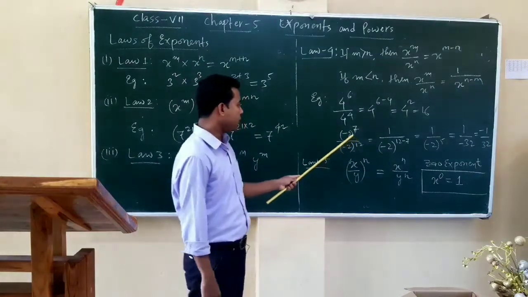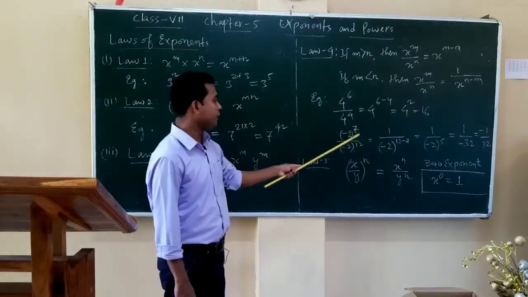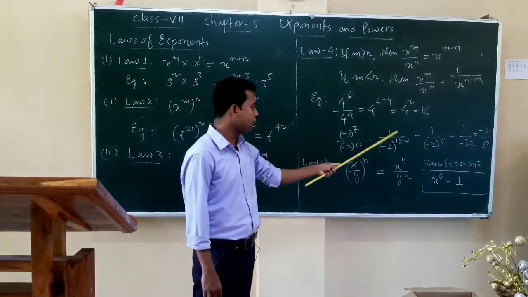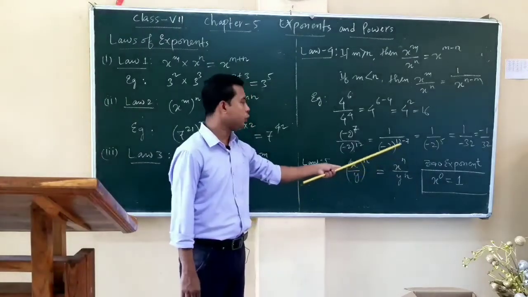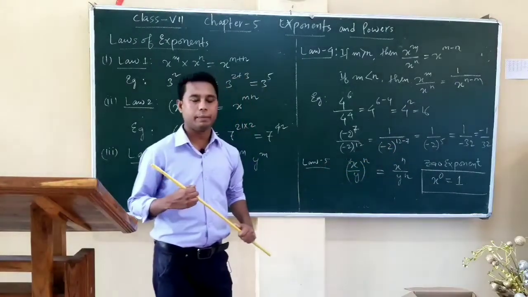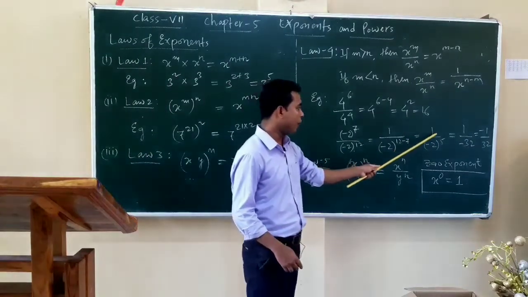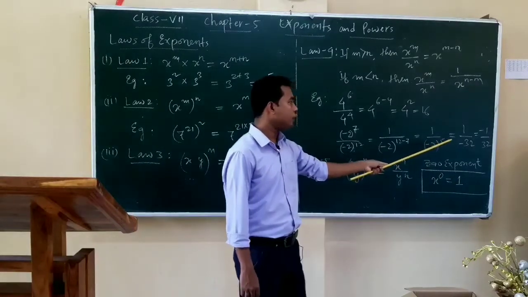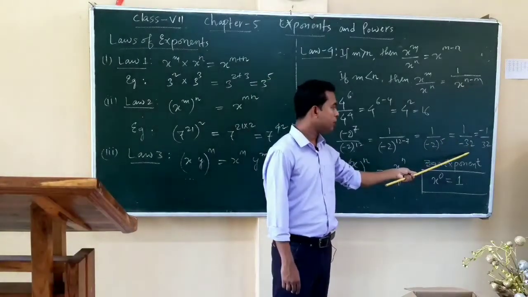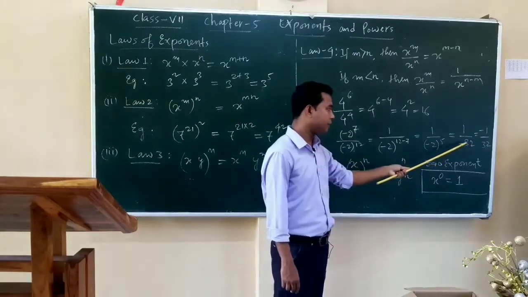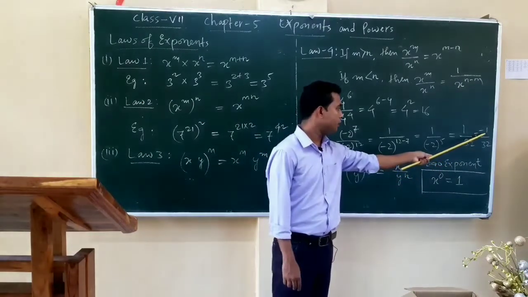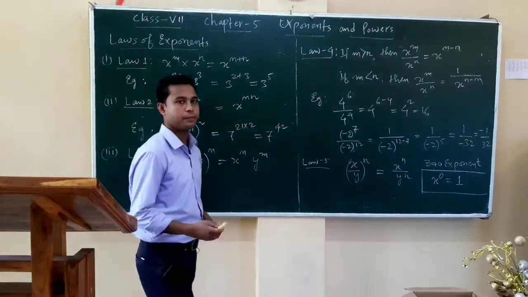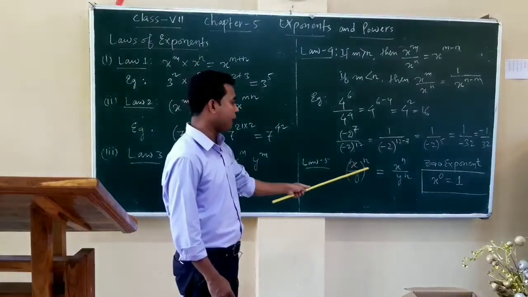Similarly, minus 2 raised to the power 7 divided by minus 2 raised to the power 12. Here n is greater, so we can write it as 1 divided by minus 2 raised to the power 12 minus 7, n minus m. So, we get 1 by minus 2 raised to the power 5. Minus 2 raised to the power 5 will be minus 32. Since we should not have a negative sign in the denominator, we have to write minus 1 by 32.